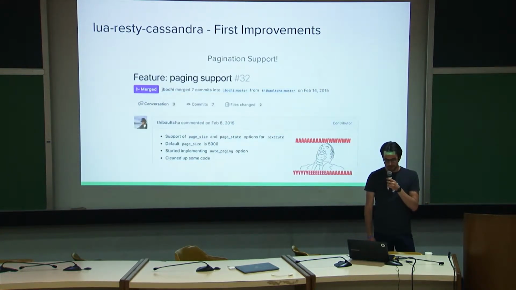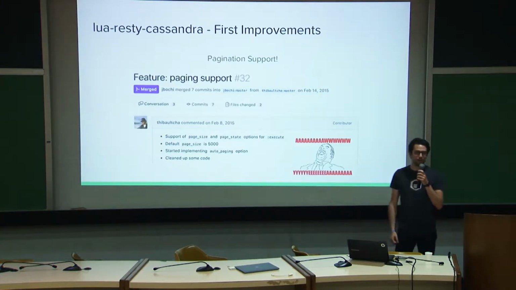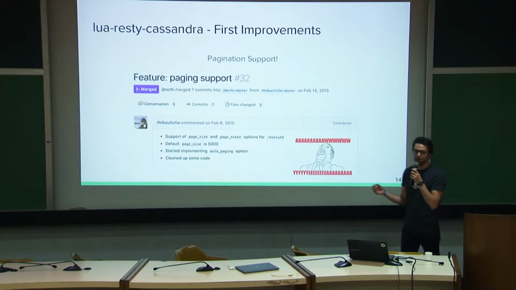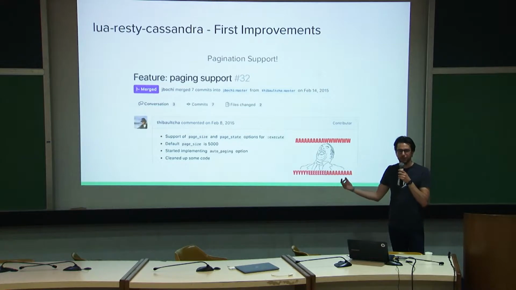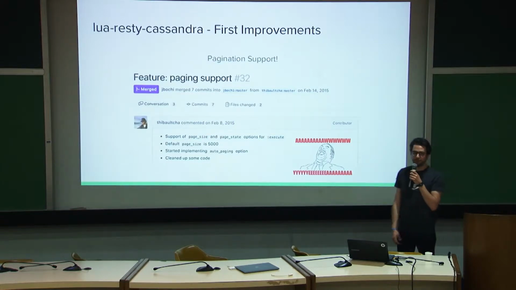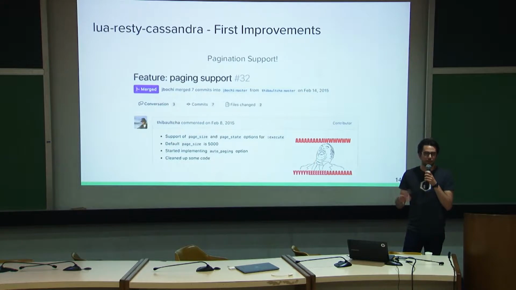Our best improvement yet to the library back in the day was implementing pagination support, because obviously you're dealing with millions of rows eventually, and in Cassandra you need to iterate over them page by page. Otherwise, if you try to request all of them at once, you're going to have a lot of problems, both in terms of performance impact on the cluster itself and on the application code.